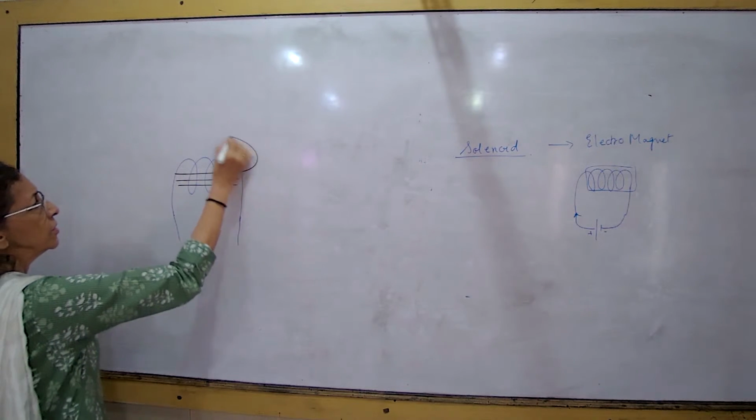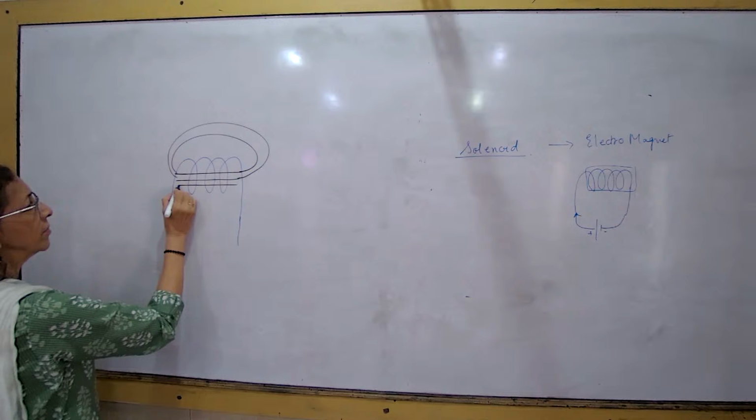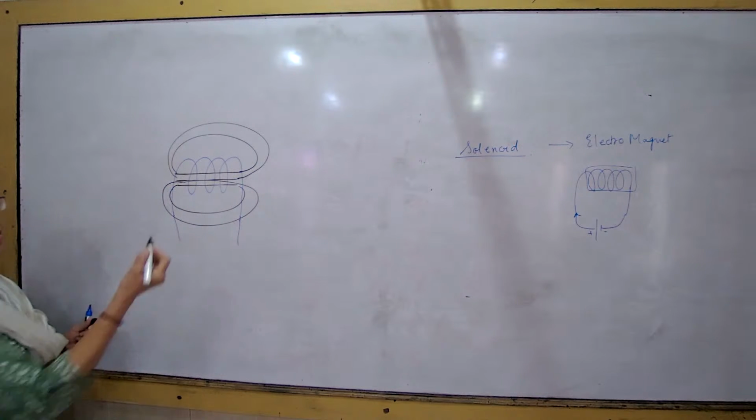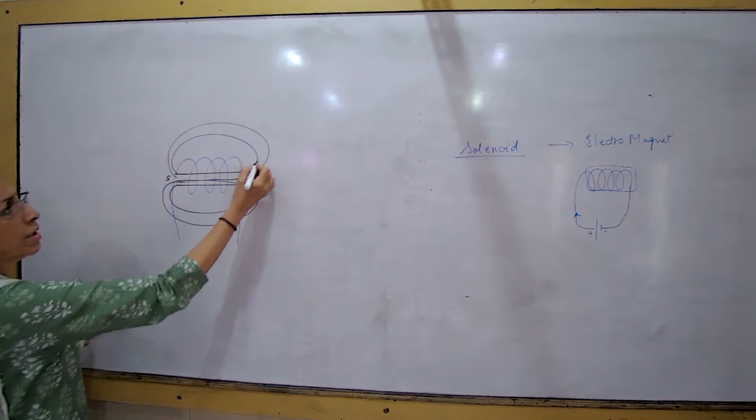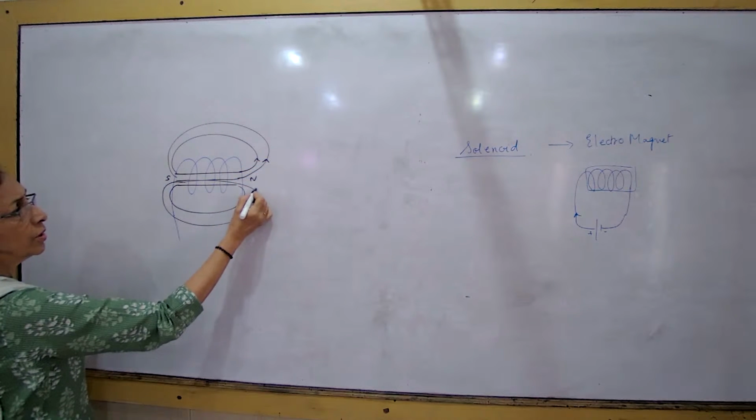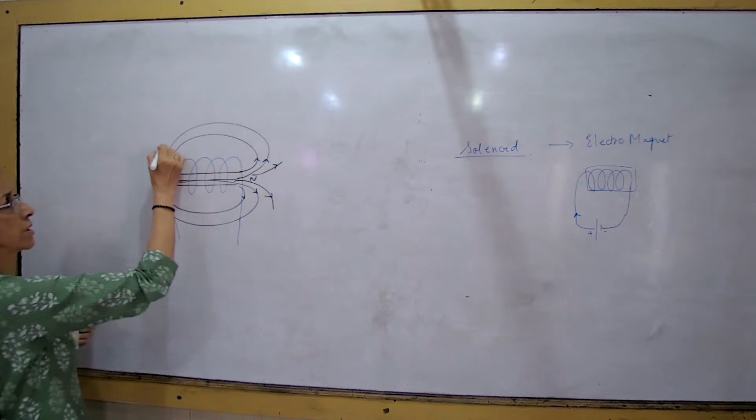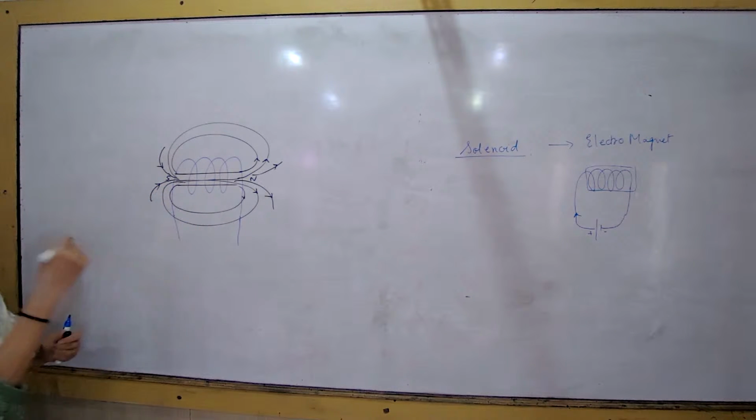Then you are going to see on either side, one side of course behaves like a north and the other side behaves like a south. If it is the north, show that the magnetic field lines are going away. If it is the magnetic south, they are coming inside. Once you have completed this part, then you can complete your circuit.